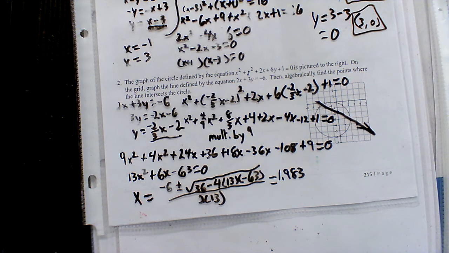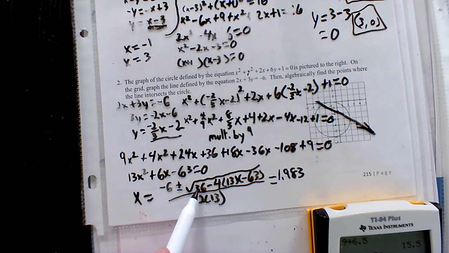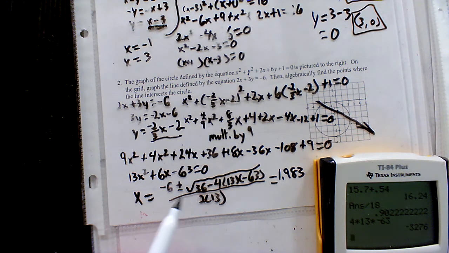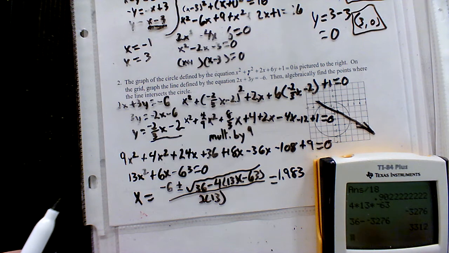3312. Let's try it. I did not get that. So we have 36 there. We already did 6 squared. Were you guys squaring the 36? The 36 was already 6 squared, so we don't have to square 36. Leave the 36 there. 4 times 13 times negative 63. You get negative, let's see. And then you have to do 36 minus that, so you get a positive.